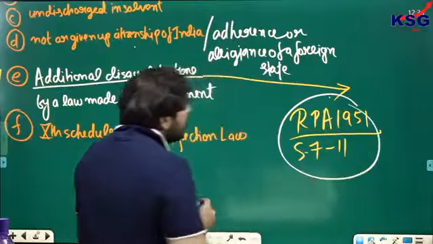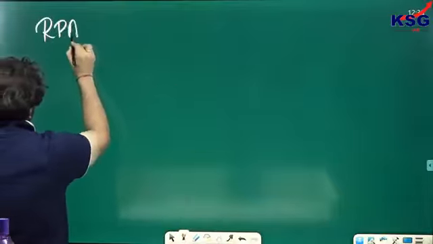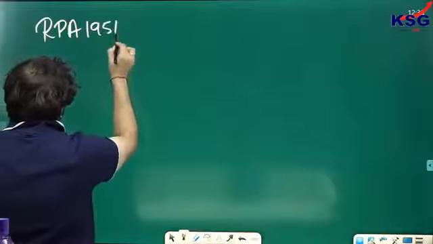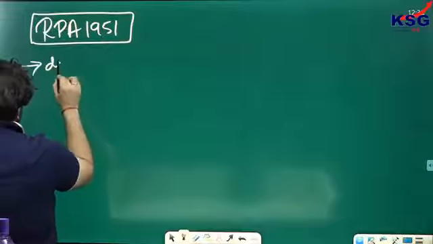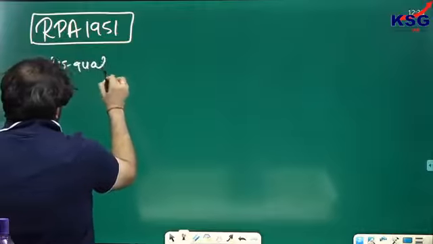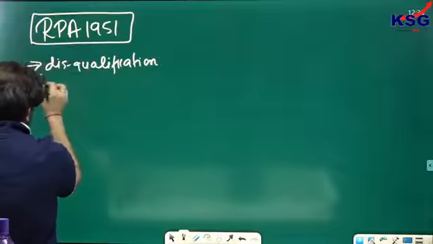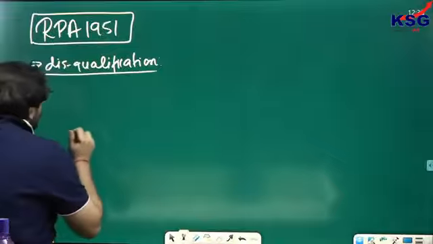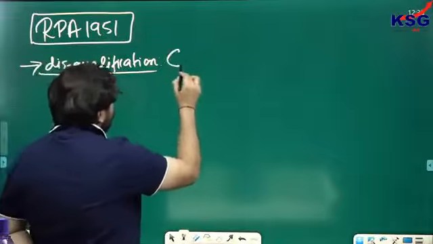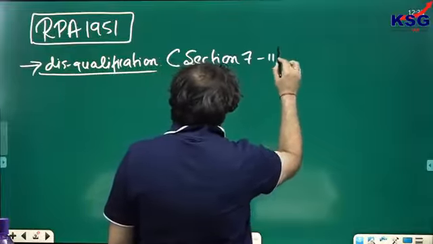So we are taking a look at RPA 1951. And this part is slightly more elaborate than the part about qualifications. And to those who are asking about the criminalization of politics, etc., it will all come over here. Okay. Section 7 to Section 11 of the Representation of People Act talk about the disqualification of member of Parliament.